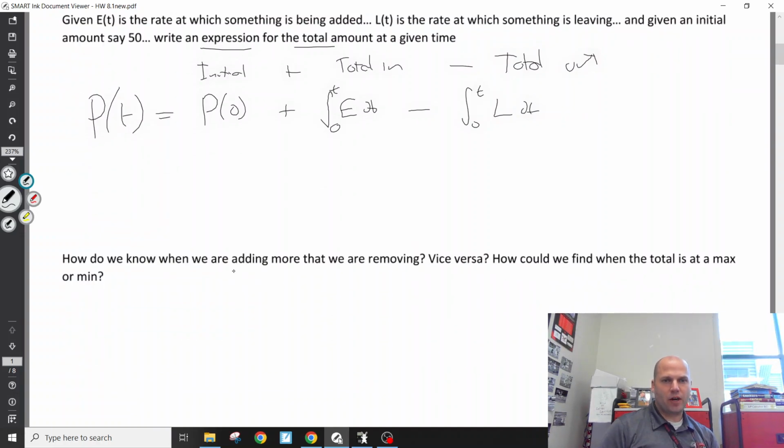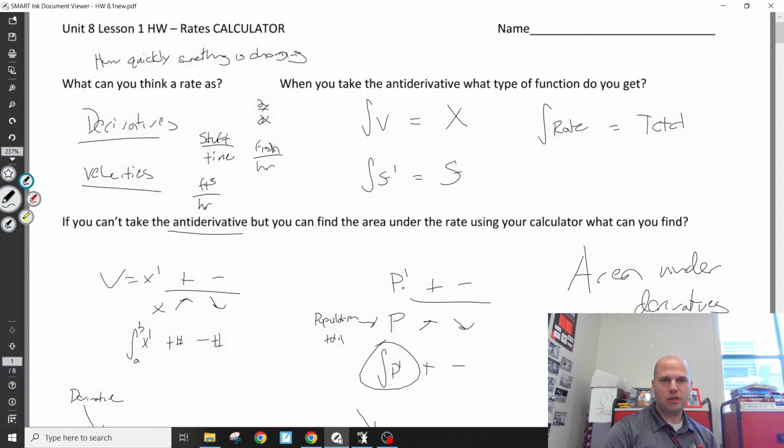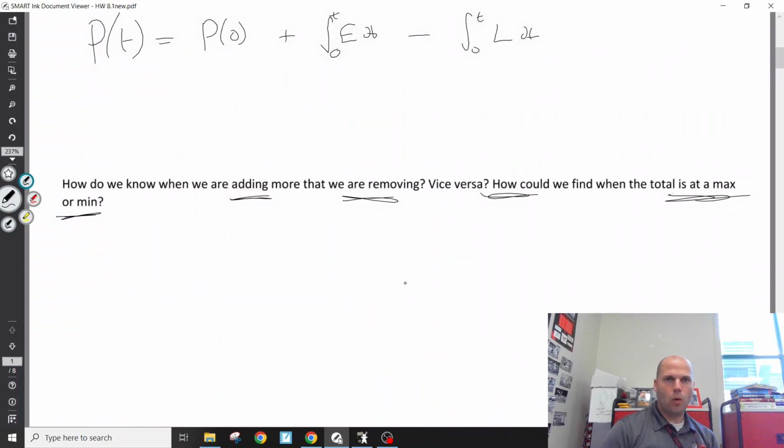Now, if we are adding, if we are removing, if we are increasing, if we are decreasing, if we have maxes or mins, we need our friend Mr. Derivative, sign analysis, P prime sign analysis. Well, what would be an expression for P prime? P prime would be the derivative of this initial amount, this 50. The derivative of 50 is 0.